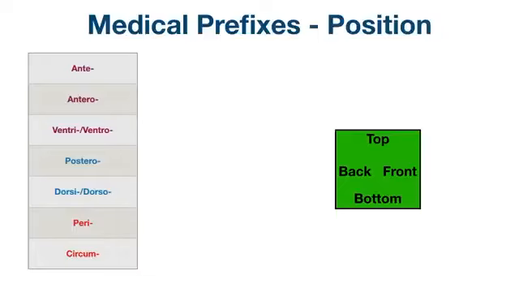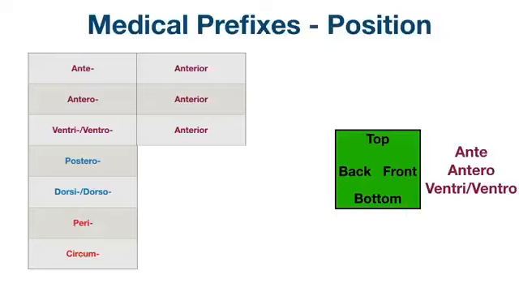Let's continue with more prefixes that have to do with location and position, and take a look at the ones referring to front, back, and around. The first three prefixes, ante, antero, and ventri or ventro, all refer to front, in front of, or anterior. If we go back to the green box, we're now going to look at it from the side, so the front is on the right of your screen, and the back is on the left of your screen, and we're going to label ante, antero, and ventri or ventro on the front.